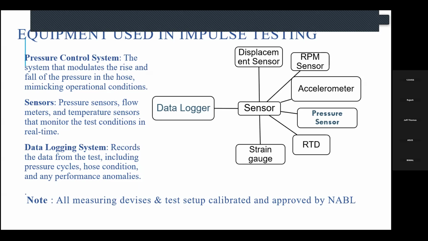That data logger system speaks to the sensors, and there are different sensors: pressure sensors, strain gauges, displacement sensors, RPM sensors, and RTD sensors. So this data logger system is a unique system by which you can measure different types of parameters, and it is also calibrated with respect to a certified traceability chain as per the requirements of NABL.